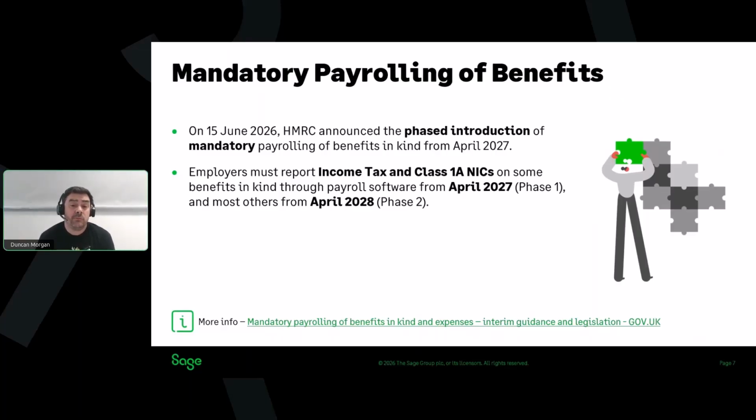So employers will need to report the tax and the Class 1A national insurance on some benefits in kind through payroll software from April 2027. That'll be known as phase 1. And then most other benefit kinds from April 2028 or phase 2.